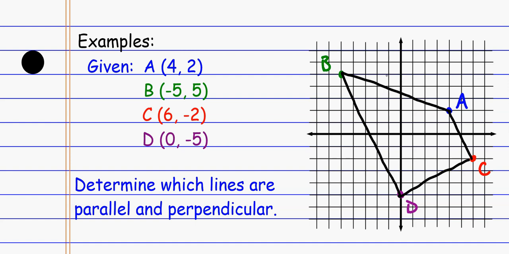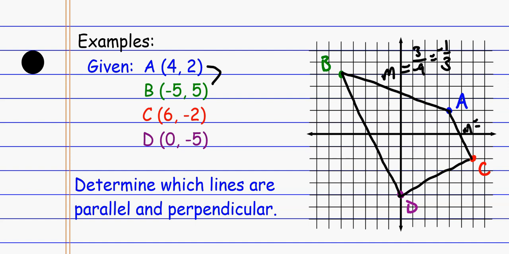So up here, if I found the slope of AB, let's find the slope of this line. And I could use rise over run, or I could look at the 2 points that I'm talking about, which is these two. And I could do change in y over change in x. So change in y is a positive 3. Change in x is a -9. So that's a -1/3 for the slope of AB. Okay? And now go through and find the slope of each of these.